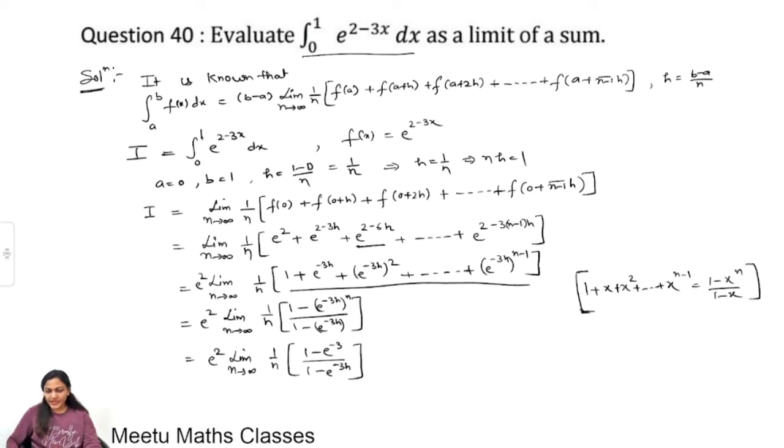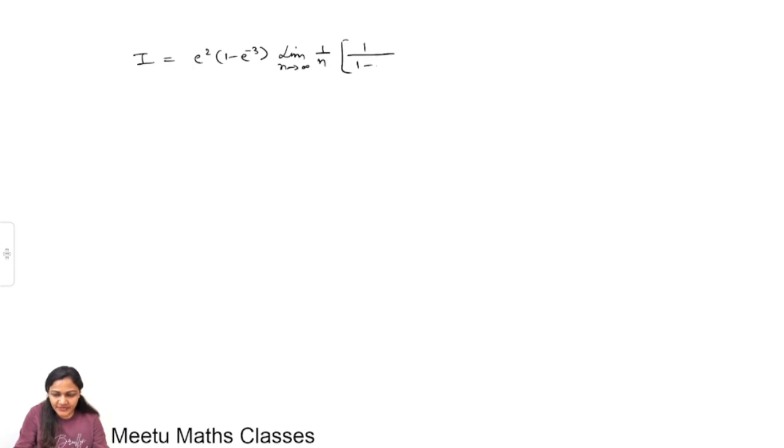Okay. And now 1 minus e raised to power minus 3 is a constant, so that can be taken out. So our I will become e square times 1 minus e raised to power minus 3, limit n tends to infinity, and we are left with 1 by n. In the numerator you will get 1 and in the denominator you are left with this.